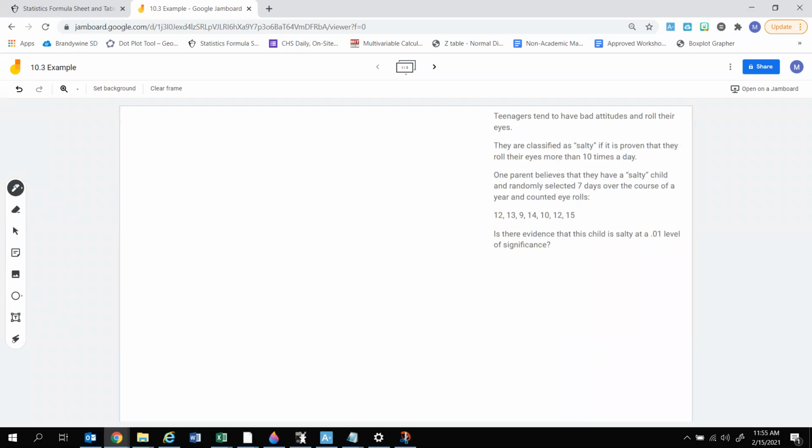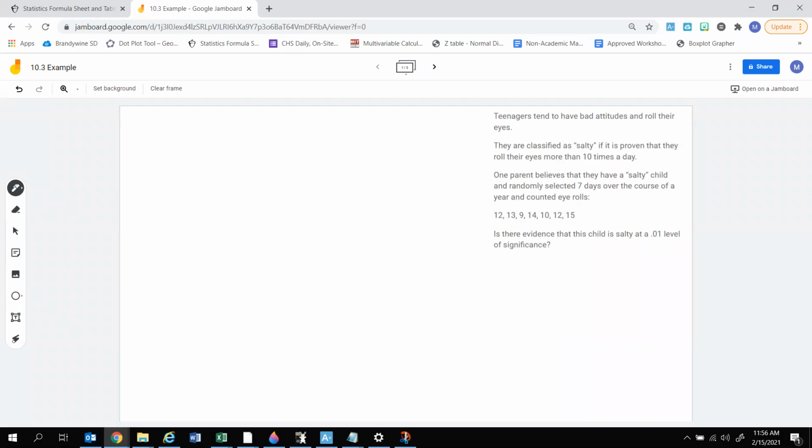So here's another example of a one sample t-test for means. Teenagers tend to have bad attitudes and roll their eyes. They are classified as salty if it is proven that they roll their eyes more than 10 times a day. One parent believes they have a salty child. They randomly select 7 days over the course of a year and count the eye rolls. Is there evidence that the child is salty at a 1% level of significance?